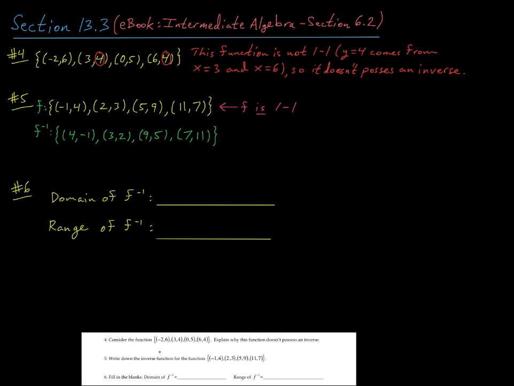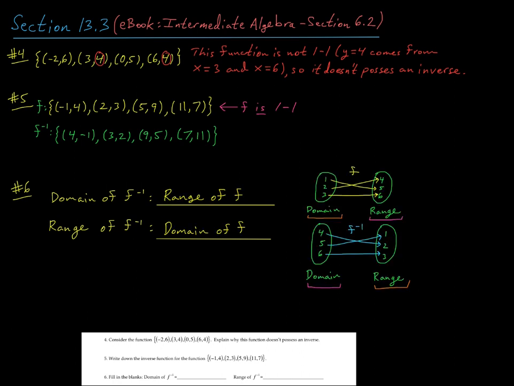All right, and then question 6 says fill in the blanks. The domain of f inverse is blank and the range of f inverse is blank. And you want to have this kind of picture in your head. So if I'm looking at the domain of the inverse function down here, this set 4, 5, 6, these are the inputs for the inverse, so that means they are the outputs for the original function f.